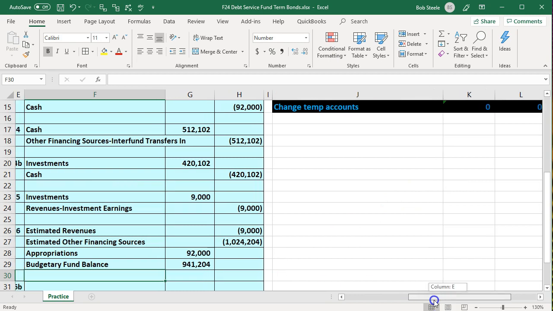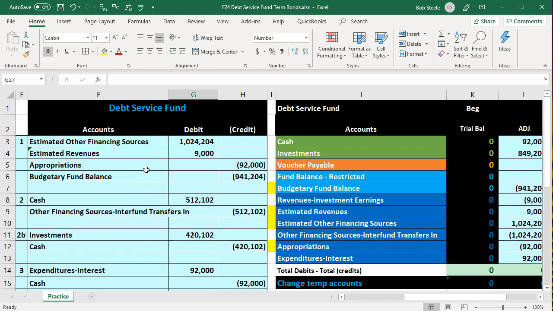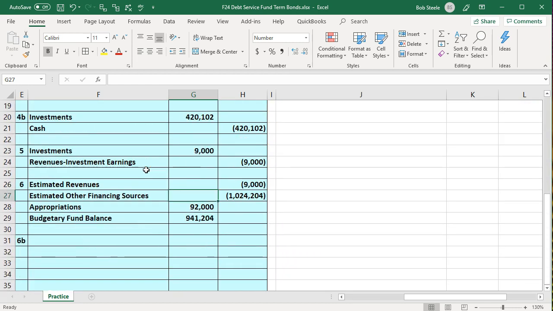So note that this journal entry, you can also think of it as the exact opposite of the budgeting journal entry when we first put it in. Unless there's some kind of estimate to the budget, then it's going to be the exact same as the budgetary journal entry we started with.